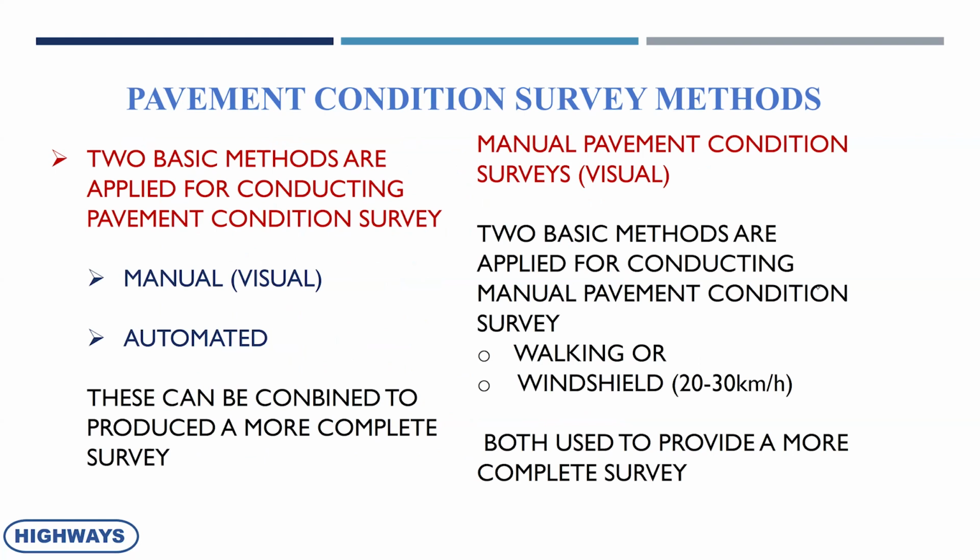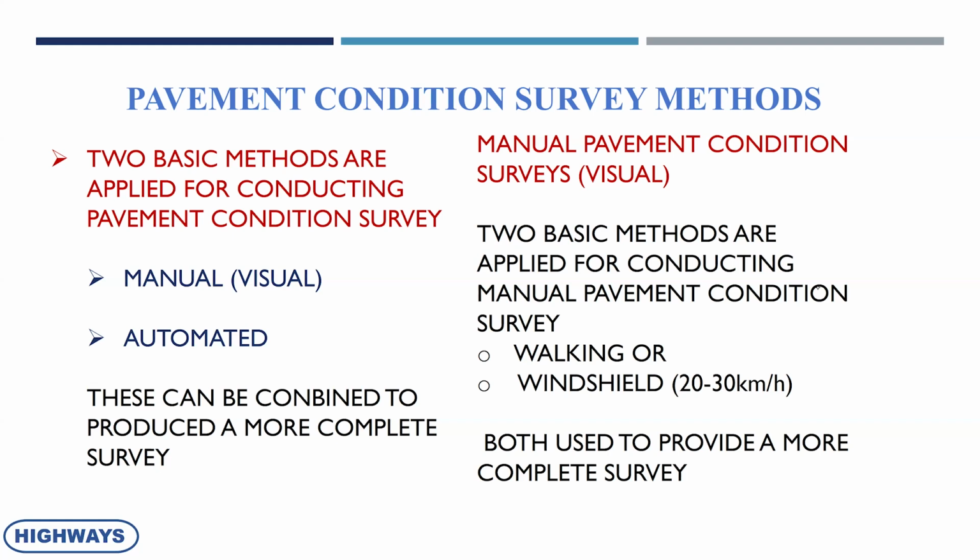Now, there are two basic methods that you can use to conduct the road condition survey or pavement condition survey. We have the manual one, we have the automated one. The manual one comprises of either walking or you can do a windshield one. The walking one is time consuming, even the windshield one. But by the windshield, we mean that you'll be in the car, but you'll be moving at 20 to 30 kilometers per hour, observing the distresses on the road surface and then rating them.